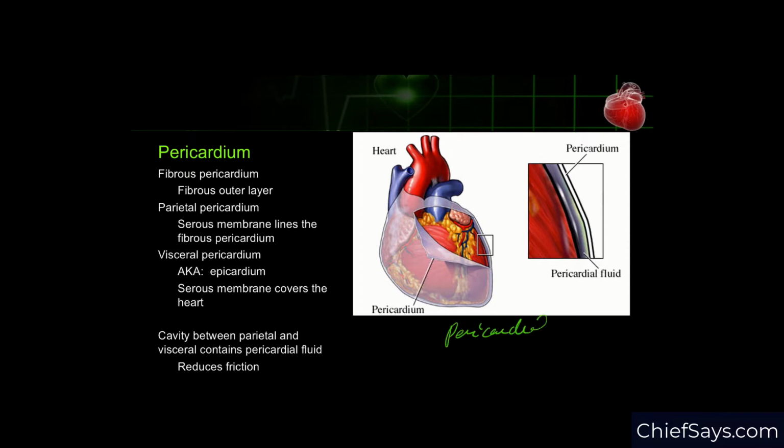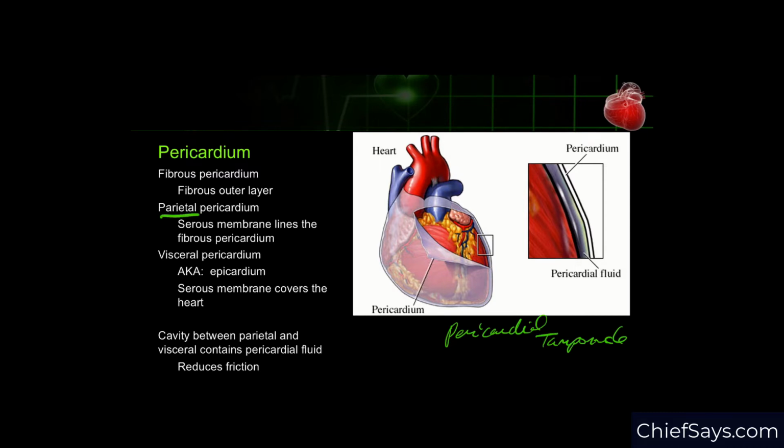pericardial tamponade. Tamponade is kind of like a tourniquet restricting flow, and the restricting of flow is because the sac is filling with fluid outside of the heart, basically squeezing it from the outside in.